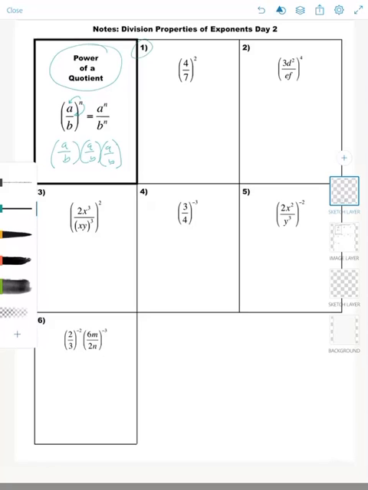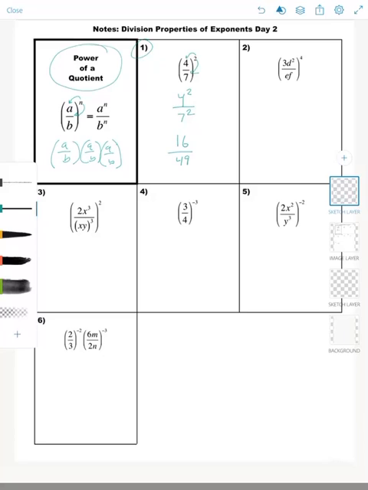All right, number 1. Here we have 4/7 to the second power. So the rule says we apply the 2 to the 4 and to the 7. So we would end up with 4 to the second power over 7 to the second power. Well, you can do 4 to the second power, that's 4 times 4 is 16. And you can do 7 to the second power, that's 7 times 7, which is 49.